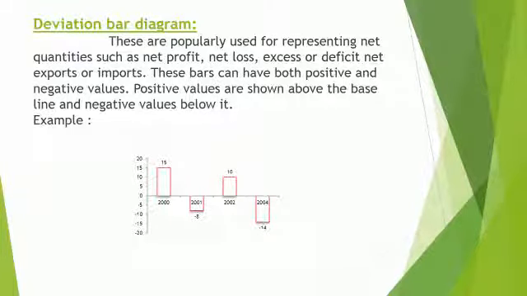Deviation bar diagram. These are popularly used for representing net quantities such as net profit, net loss, excess or defect, net export and import. These bars can have both positive and negative values. The best example is the share market. It represents upward and downward values.